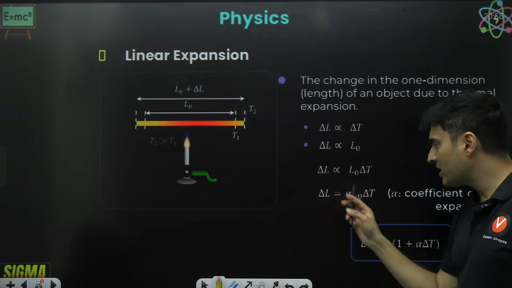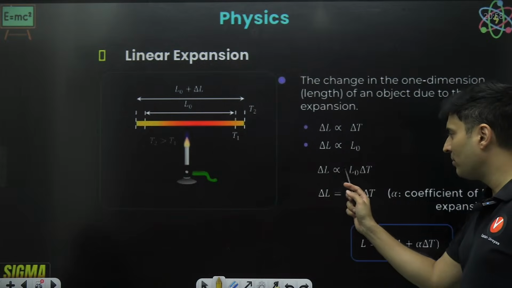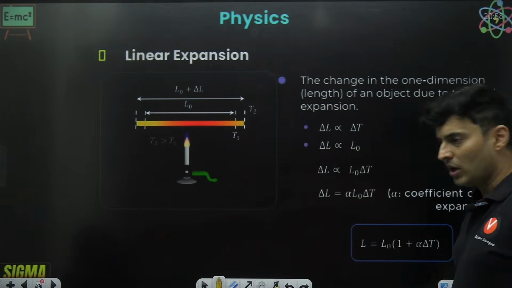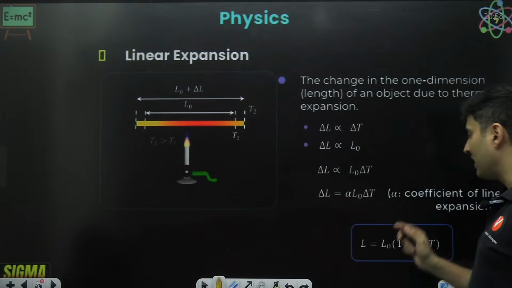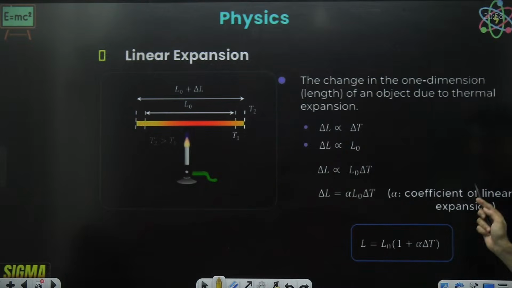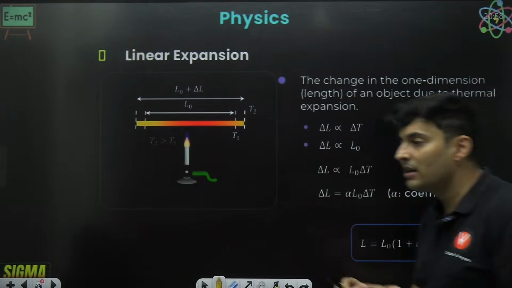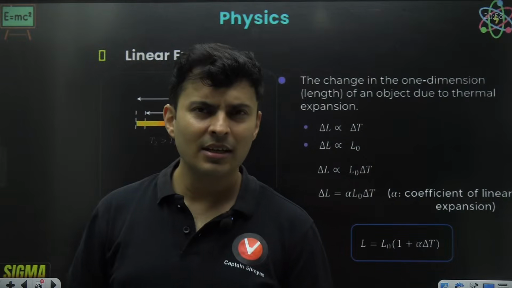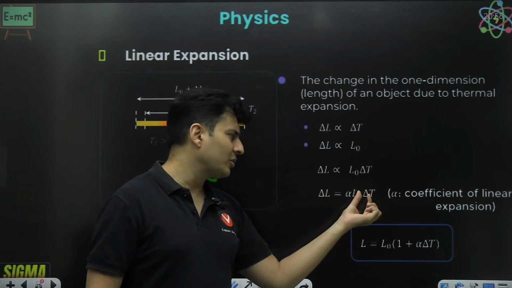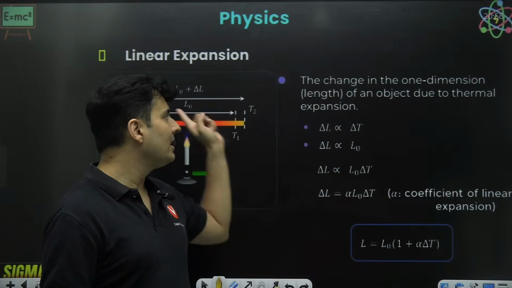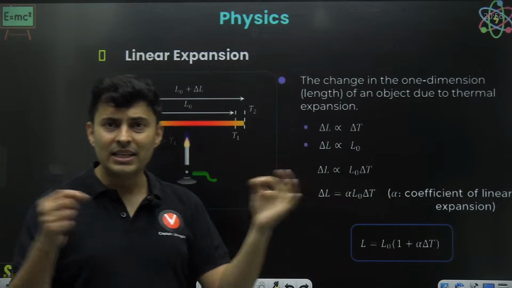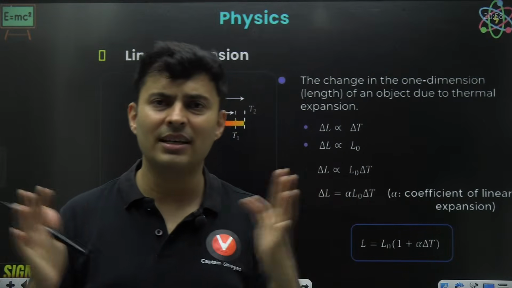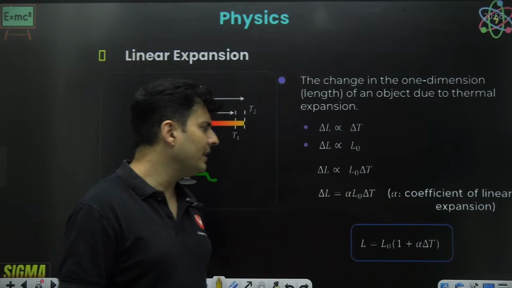Then, that constant of proportionality: because it's a proportional symbol, I converted it into an equality, so I need to put a constant here. That constant is alpha, which is called the coefficient of linear expansion. Coefficient, because it's like a constant, it's coming with these two quantities. Linear, because we are talking about line or linear measurements. Expansion, because when you heat or cool it, it will either expand or contract. So, coefficient of linear expansion.